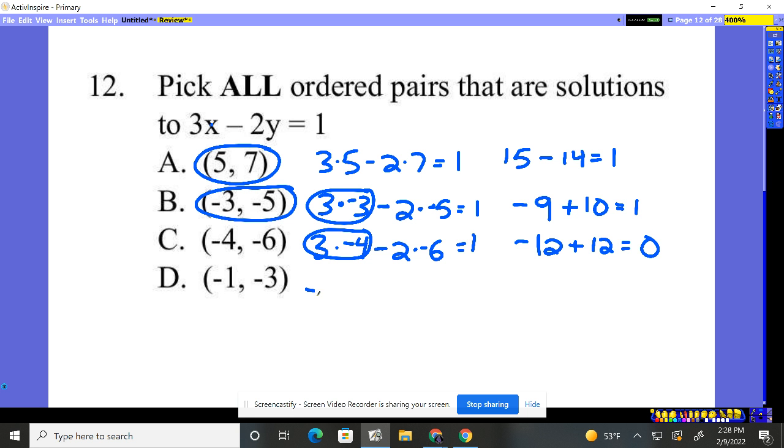Let's try the final bottom one. 3 times -1 minus 2. I'm going to put in parentheses this time. -3. Does that equal 1? Well, 3 times -1 is -3. -2 times that -3 is going to be plus 6. Nope, doesn't work. So A and B are the solutions here.